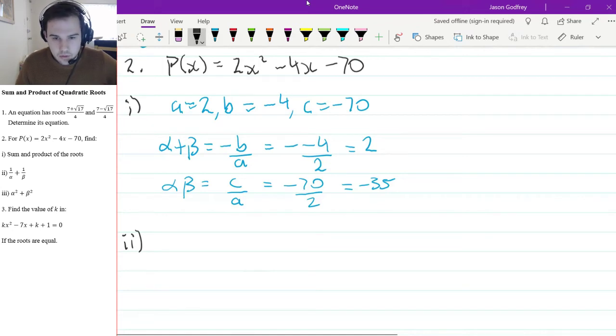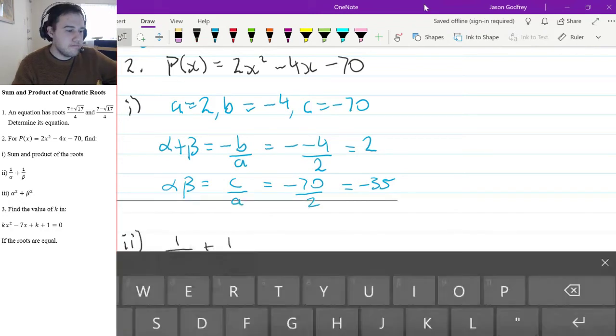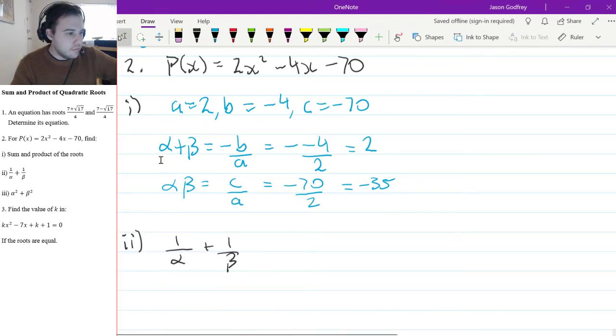So now for the next part, we've got 1 on alpha plus 1 on beta. So notice we don't know what alpha and beta themselves actually are. Now because we have the whole polynomial here, you could use the quadratic formula and figure them out, find one of the roots alpha and the other root beta, and go 1 over alpha, 1 over beta. But the purpose of this question is that we can use this information from part 1 up here, where we do know the sum and we do know the products.